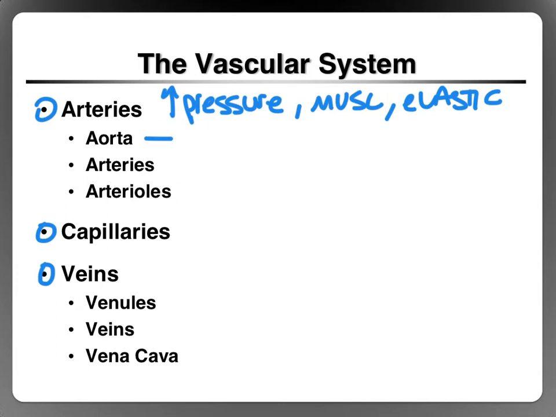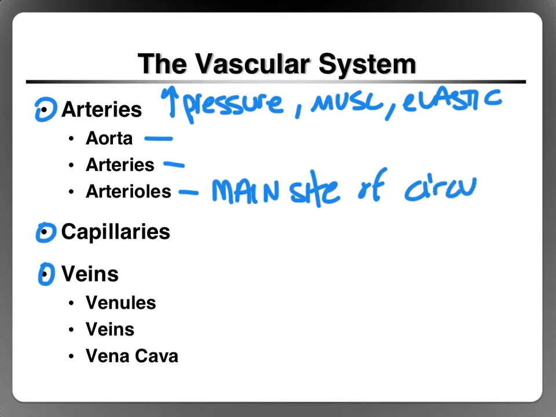The smaller arteries that branch off of the aorta are called arteries, and arteries branch into even smaller arteries called arterioles. Arterioles are very important. We're going to be talking about arterioles a lot. This is the main site of circulatory control. These are the vessels that determine where blood goes. We're going to see constriction and dilation going on in these arterioles to prioritize where blood goes. So we'll talk a lot about that.